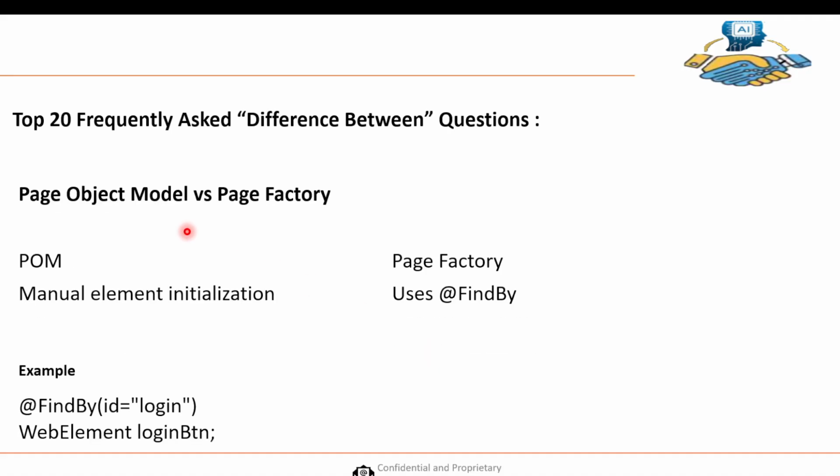The next question: what is the difference between the Page Object Model versus Page Factory? Page Object Model is a design pattern, where manual element initialization is there. Whereas with Page Factory, we just use @FindBy. Here we just use it. This is the example given.